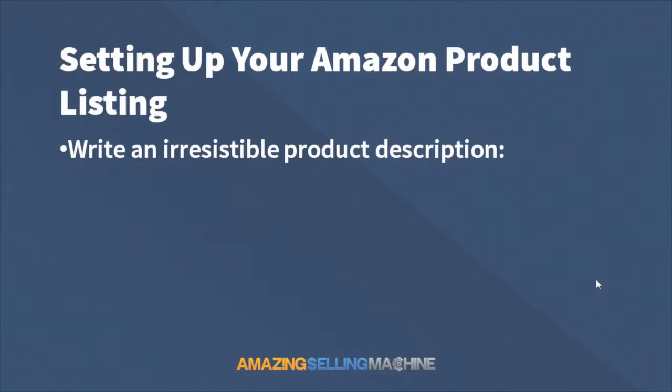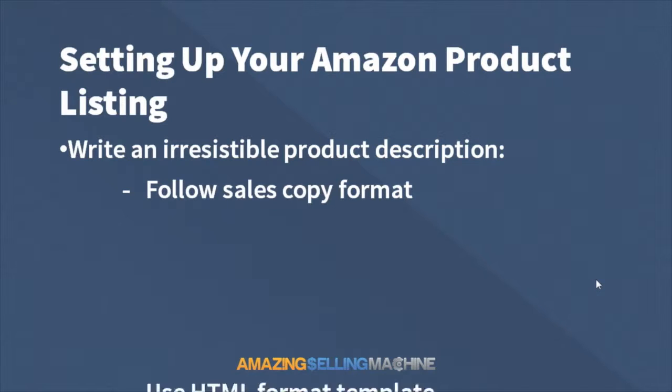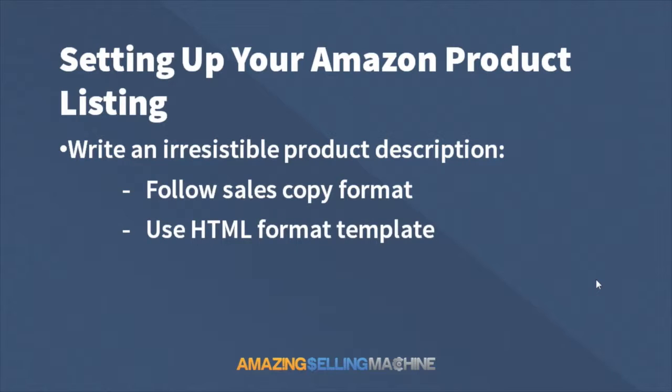Next, we're going to be looking at our product description, and we're going to write an irresistible product description in a sales copy format. There are specific criteria that I'm going to teach you that you're going to want to have in your product description, and lay it out properly so it all formats very nicely. And we're going to use an HTML formatted template that is going to help you to make it look exactly the way we want it to on your Amazon product page.